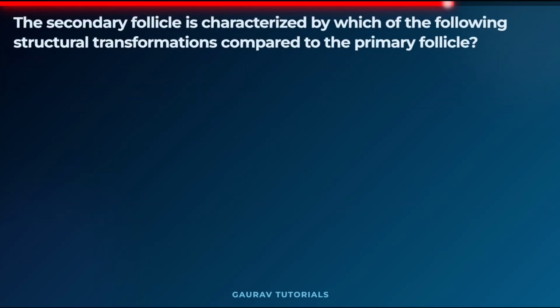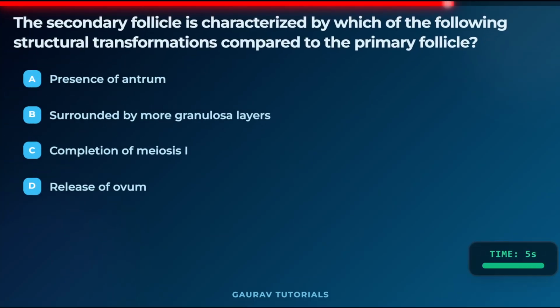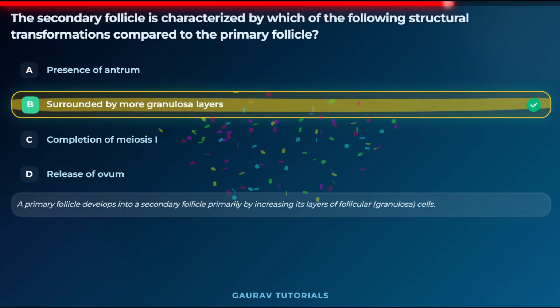The next question is: the secondary follicle is characterized by which of the following structural transformations compared to the primary follicle? The options are: the correct answer is option B, surrounded by more granulosa layers. A primary follicle develops into the secondary follicle primarily by increasing its layers of the follicular cells, which are also referred to as the granulosa cells.